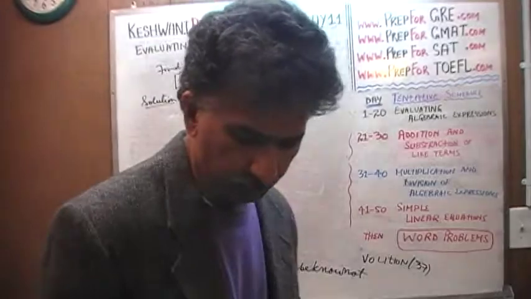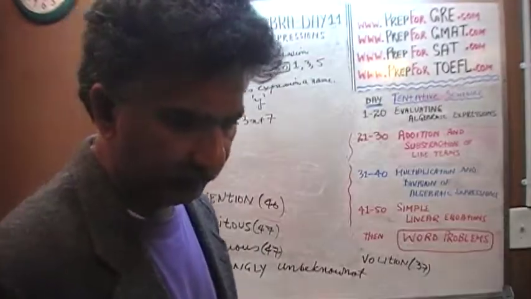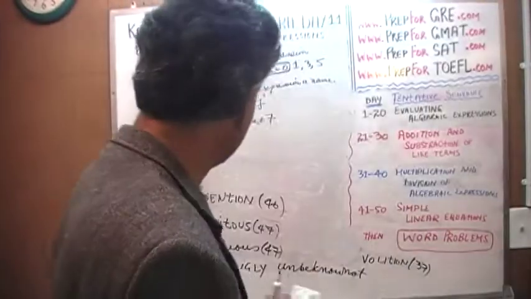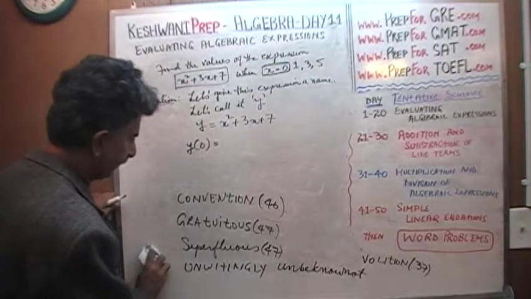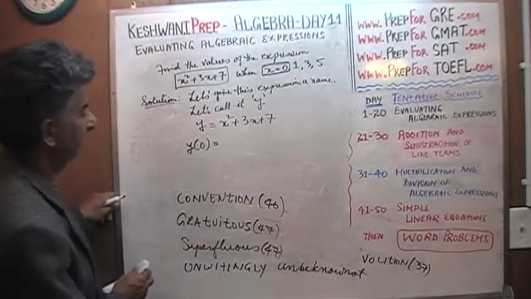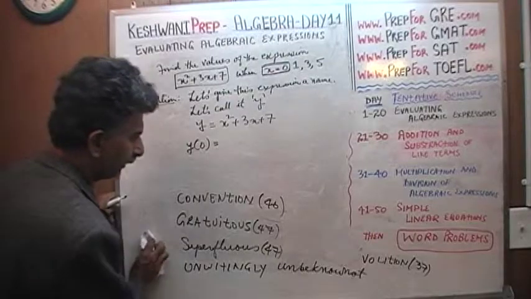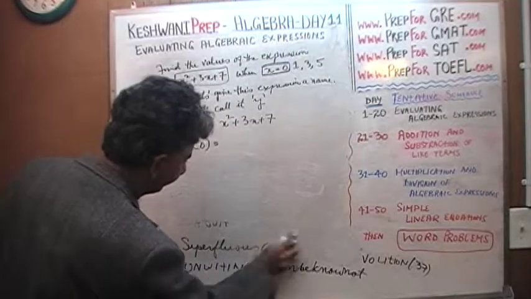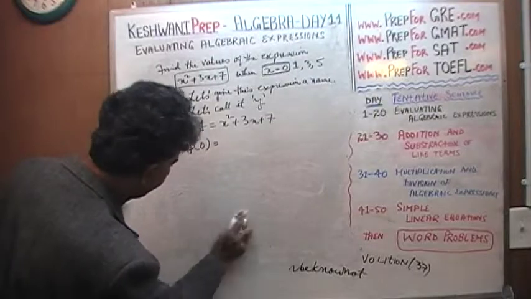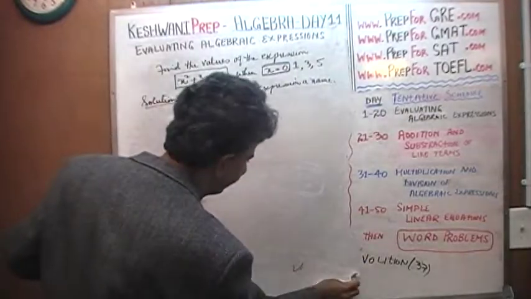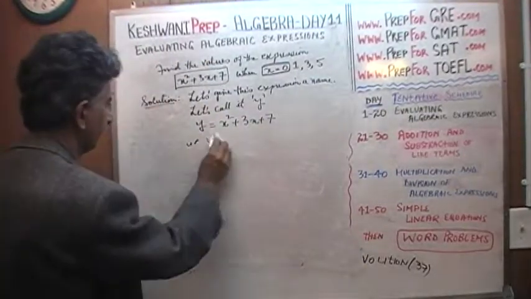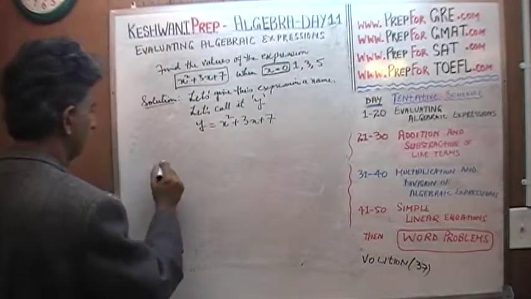Let's understand what this notation means, how to read it, and what it actually says. I'm going to erase all of this. We don't need any of this. These are some words we learned yesterday on day number 10: convention, gratuitous, superfluous, unwittingly, unbeknownst. Let's understand this notation. Let's put it a little bit lower here so we can see it.